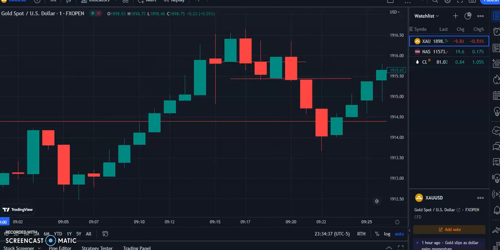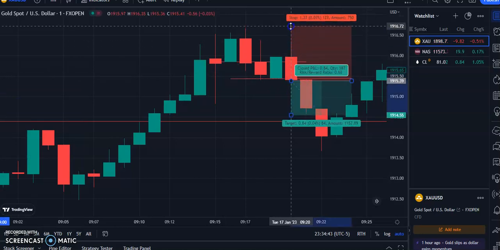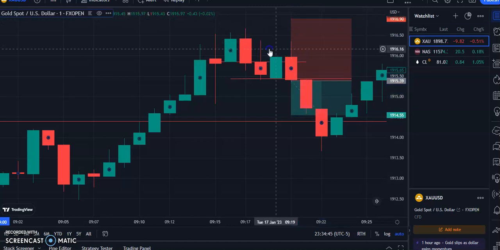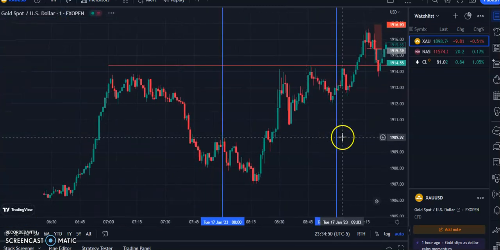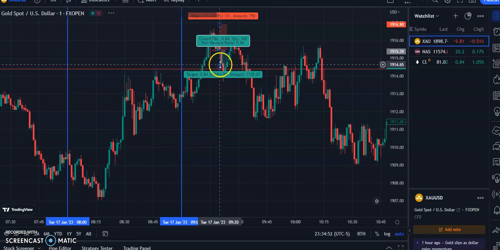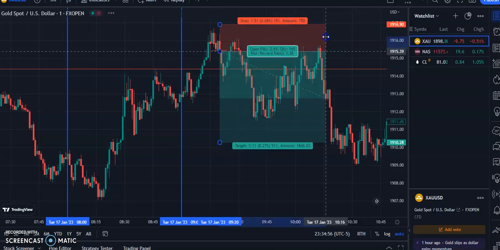So this was my entry. This was the entry for a 50 pip move. Our stop loss above. An easy 50 pip move.